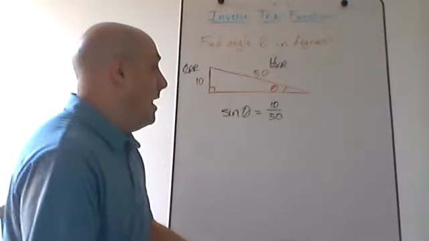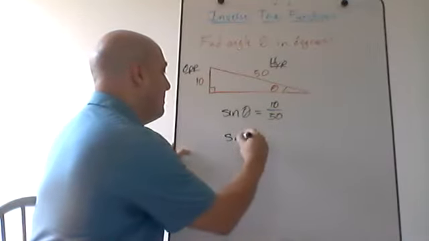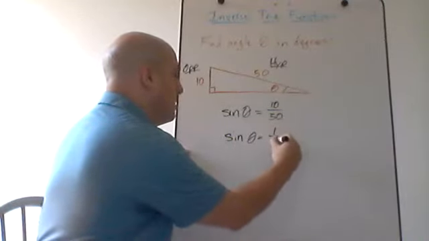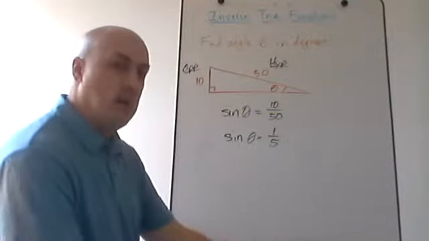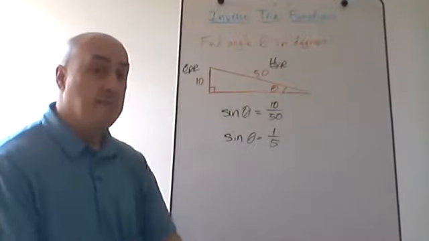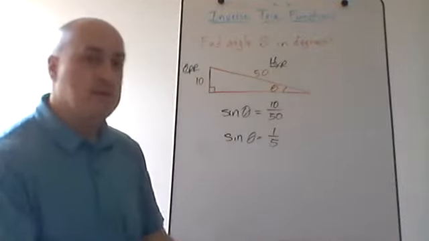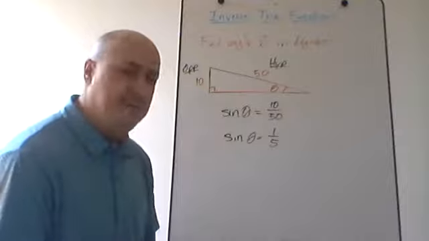All right, now I'm going to simplify this a little. 10 over 50 is the same as 1/5. So I'm going to do sine of theta equals 1/5. I just take the 10 and the 50, divide them both by 10, and I get 1 over 5. So sine of theta equals 1/5, and I need to solve for theta. Now, here's the mistake that students tend to make fairly often.